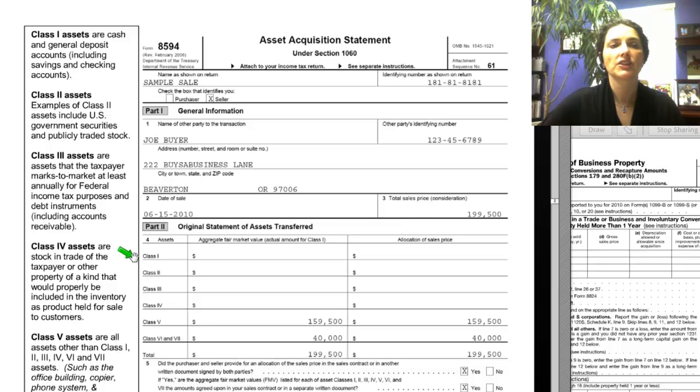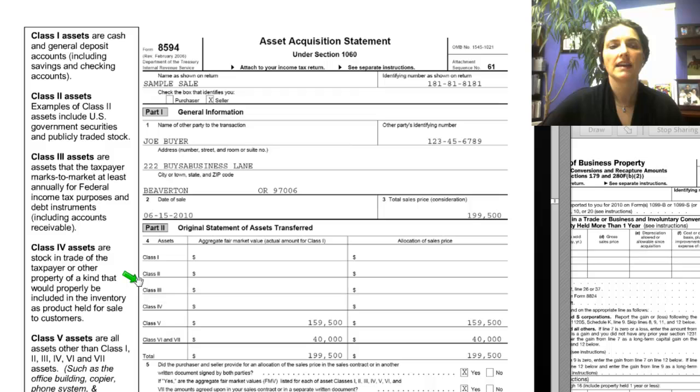Class 1 assets are cash and general deposit accounts, including savings and checking accounts. Class 2 assets include U.S. government securities and publicly traded stock. Class 3 assets are assets that the taxpayer marks to market, at least annually, for federal income tax purposes. It also includes debt instruments, including accounts receivable. Class 4 assets are stock in trade of the taxpayer or other property of a kind that would be included in the inventory as product held for sale. So let's just say that this sample sale included the purchase of inventory. Well, then that inventory would be reported as a Class 4 type asset.